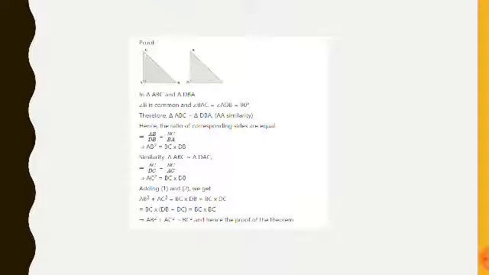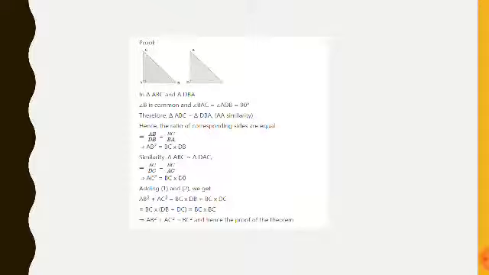Next one, draw two right angle triangles, ABC and DBA. Angle B is common. Angle BAC and angle ADB, that is a right angle triangle.